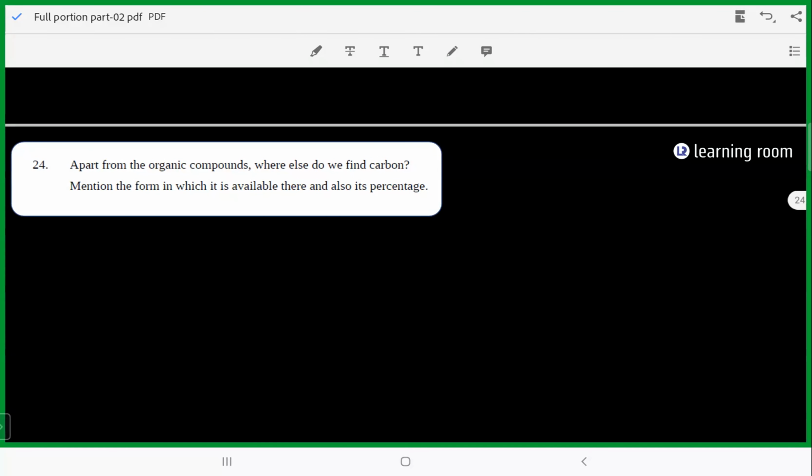Yes, 24th question. Apart from the organic compound, where else do we find carbon? Mention the form in which it is available there and also the percentage.